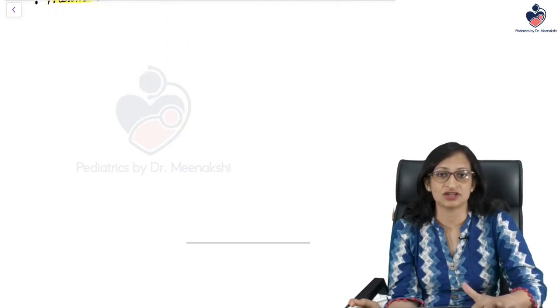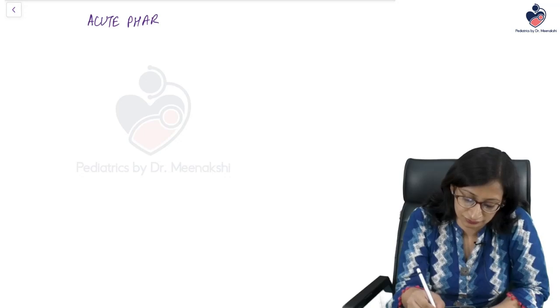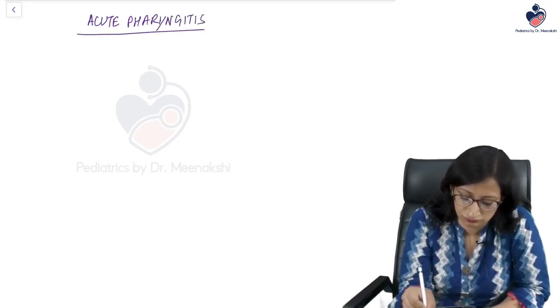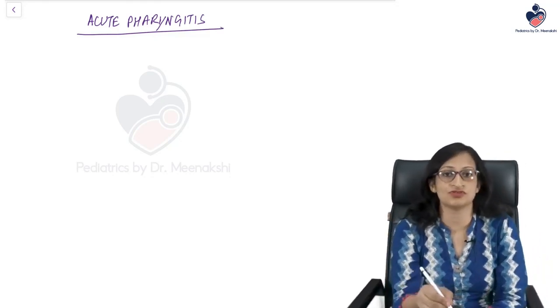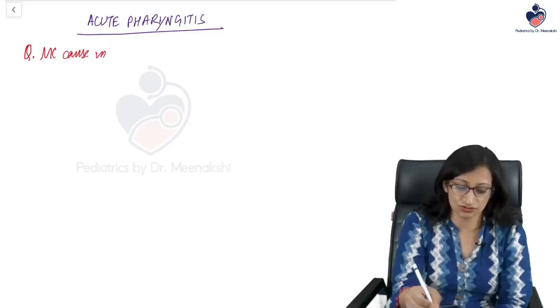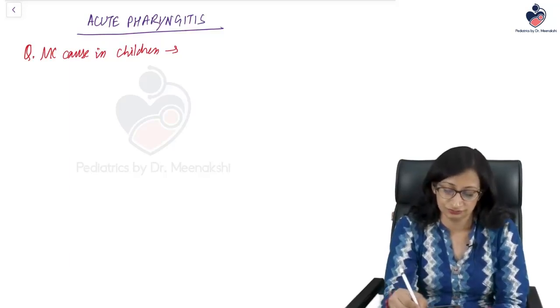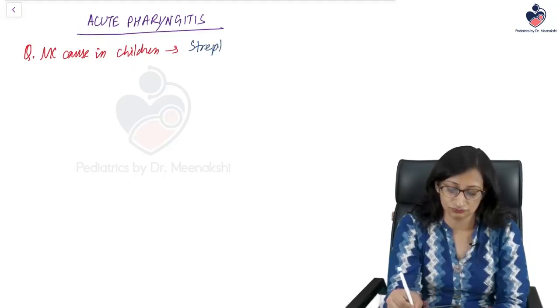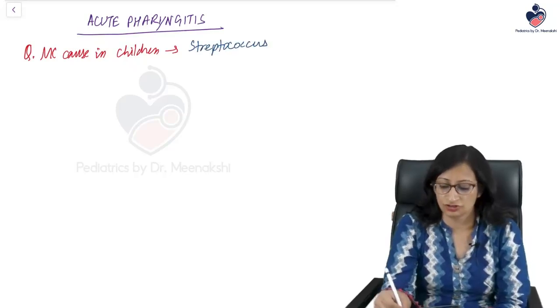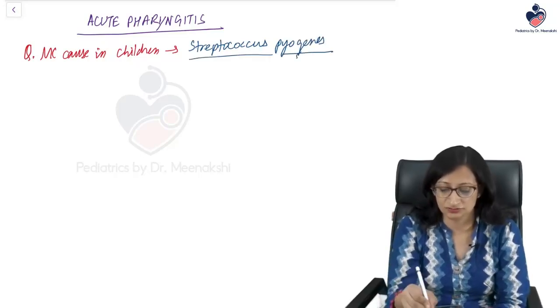Moving on to acute pharyngitis in children. The most common cause of acute pharyngitis in children: if we look at a bacterial cause, it is Streptococcus pyogenes, while if we look at a viral cause, the most common cause is adenovirus.